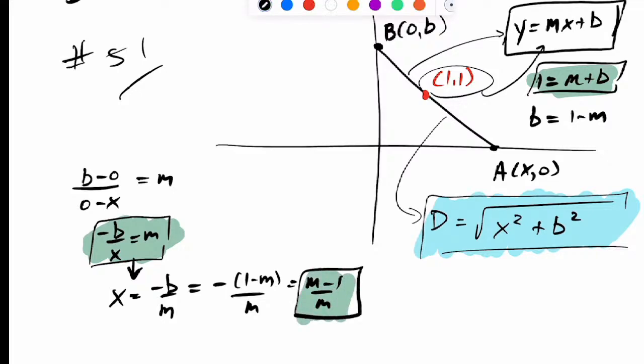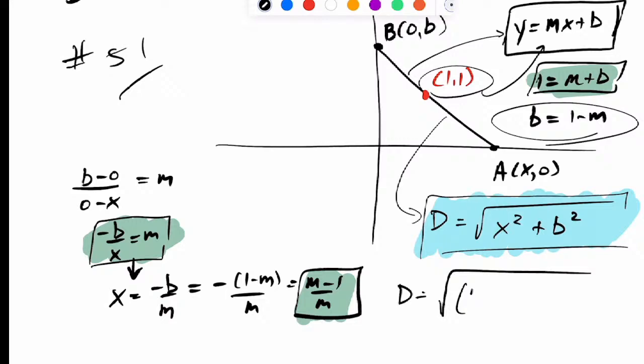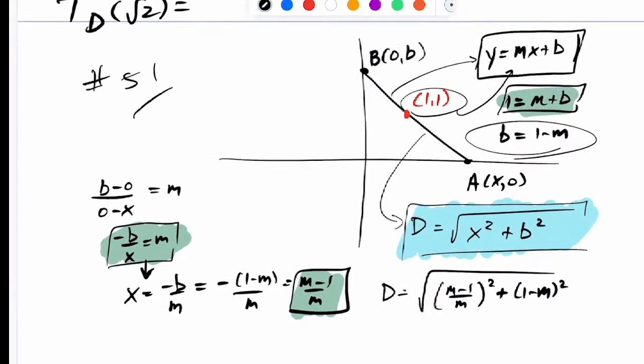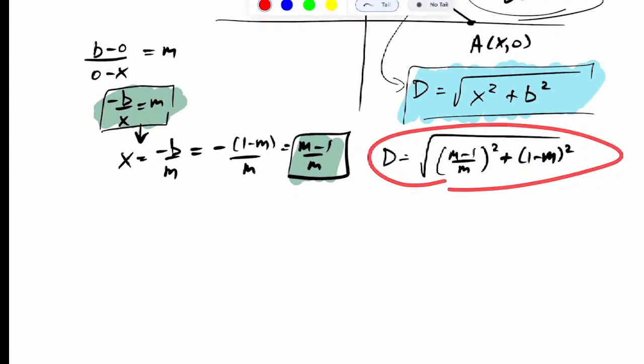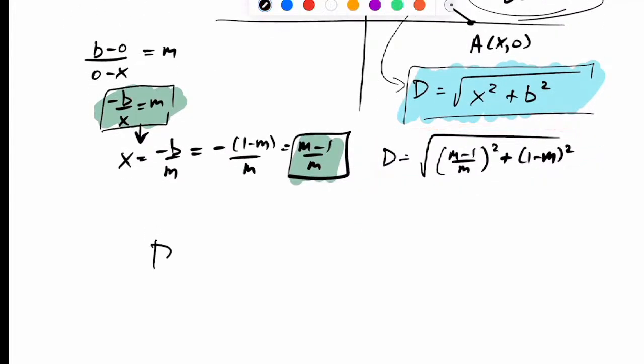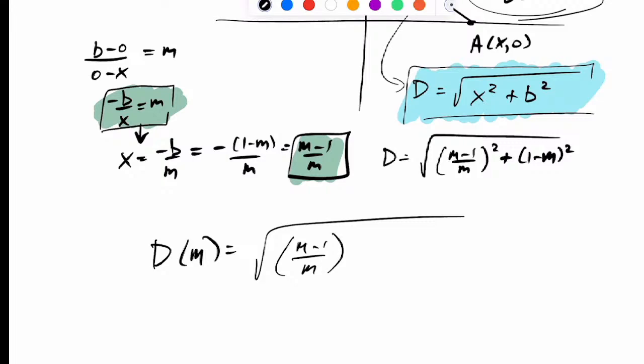And I also know that I can get rid of the b here. So I can rewrite this distance equation as the square root of (m minus 1 over m) squared plus my b value, which is (1 minus m) squared. So piecing this together in little chunks, I got this expression now as a function in one variable, which is what I'm looking to minimize. I know my distance equation is just this. I want to minimize this.